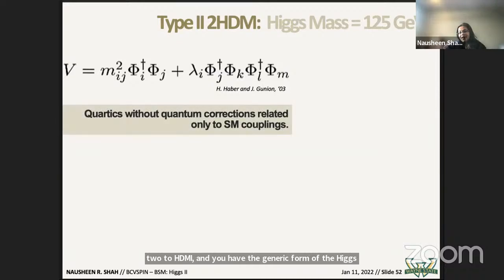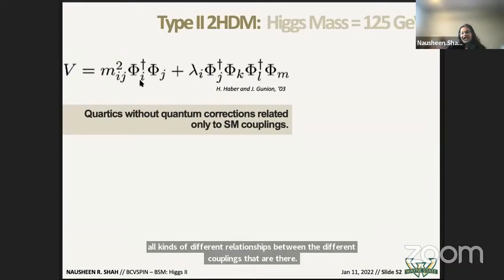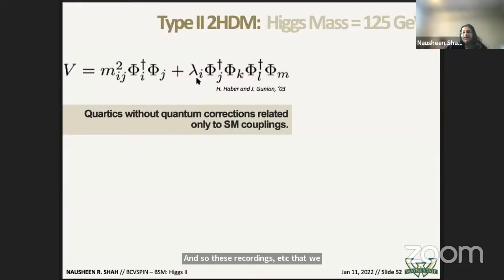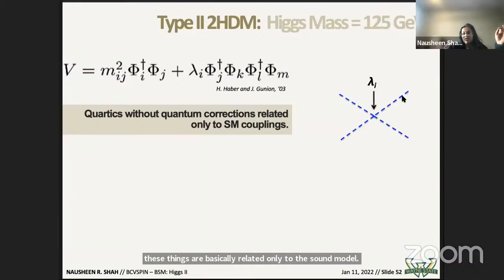But now the thing is that because it's SUSY, not everything is free anymore. You have all kinds of different relationships between the different couplings that are there. And so these quartics, et cetera, that we had in all the different potentials that I'd written before, which were just arbitrary parameters that we really didn't know much about, now these things are basically related only to the standard model couplings. So we can write down what that is, right? So all these types of interactions.